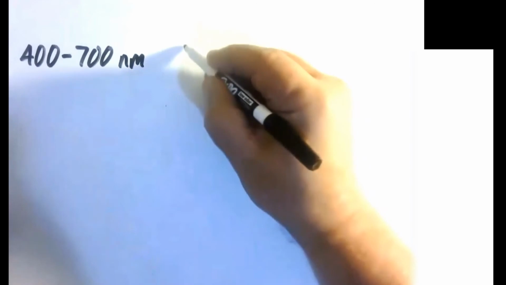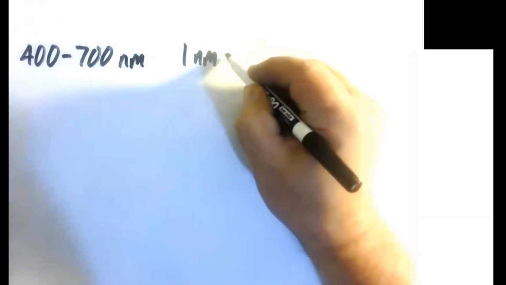Now, it turns out that when we're talking about the colors of visible light, they are somewhere in this range. They are 400 to 700 nanometers. You might say, well, what is a nanometer? Well, a nanometer is 1/1000th of a meter. You can write it like this.